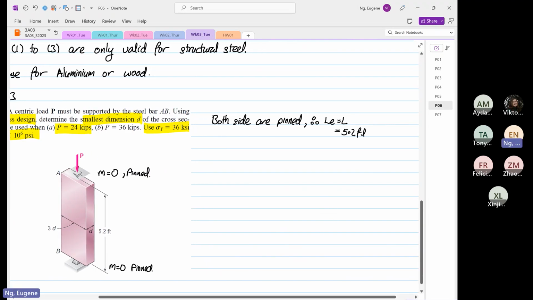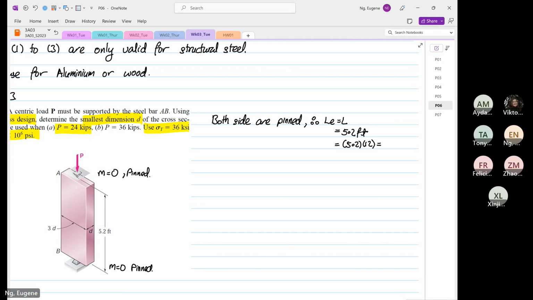And feet is no good. We have to change to inches, which is equal to 5.2 multiplied by 12, which is 62.4 inch.